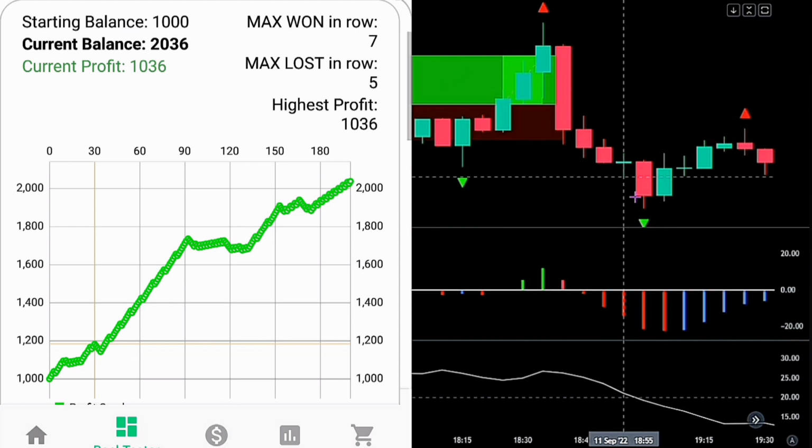The profit factor for this strategy is looking good, I guess, and we had 7 wins in a row against 5 losses in a row. So yeah, I'm definitely happy with these results.